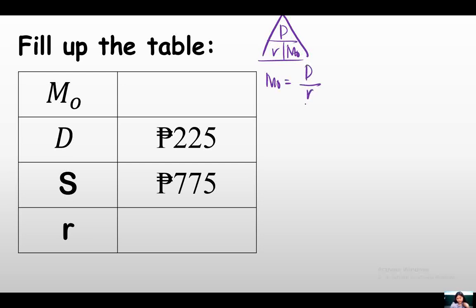So as you can see on the table, there is no value for rate. Now, how are we going to get the rate? So it is discount over the cost price. So as you can see on the table, cost price is still missing. So how are we going to get it? The only given that we have are the selling price and the discount.